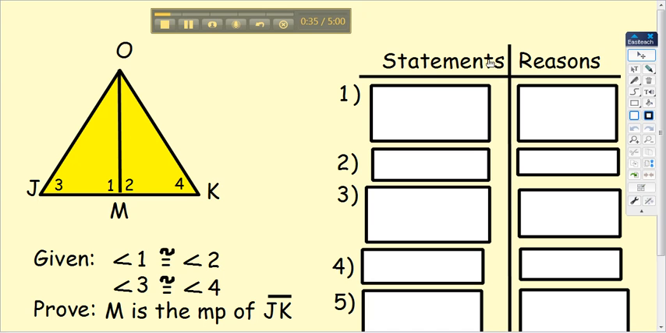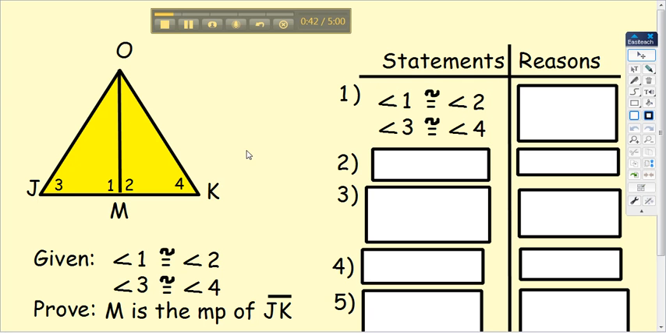Now remember, we've got our statements, we've got our reasons, so any statement we make has to be supported by a reason. Our first statement is always going to be whatever the given is. So we say angle 1 is congruent to angle 2, angle 3 is congruent to angle 4. Why is that? Because it was given.